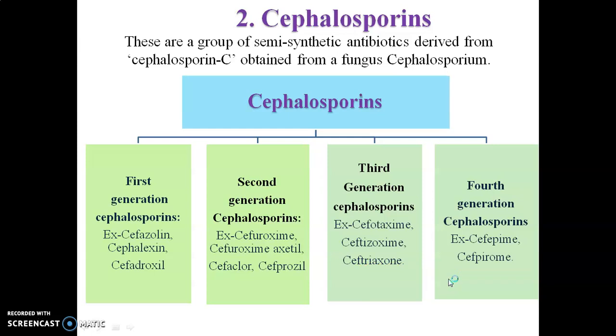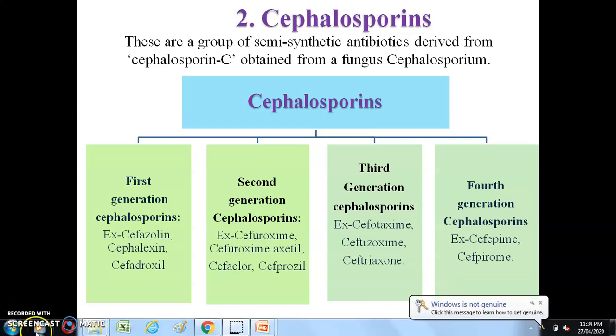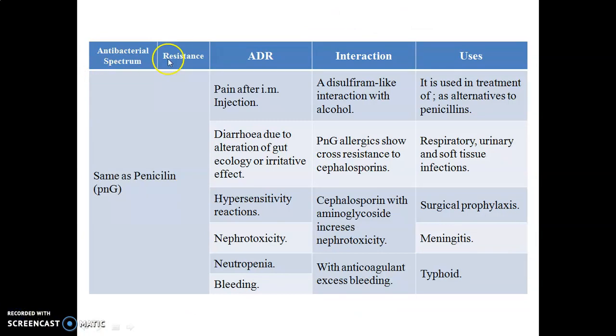Then next, the antibacterial spectrum and resistance, which are the same as penicillin G. The adverse drug reactions are the same as penicillin, that is, pain at the intramuscular injection site, then diarrhea due to altering of the gut wall bacterial flora, then hypersensitivity reaction, nephrotoxicity, neutropenia and bleeding.